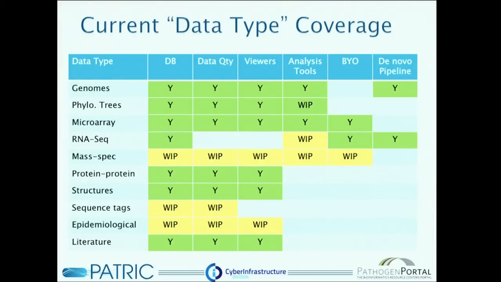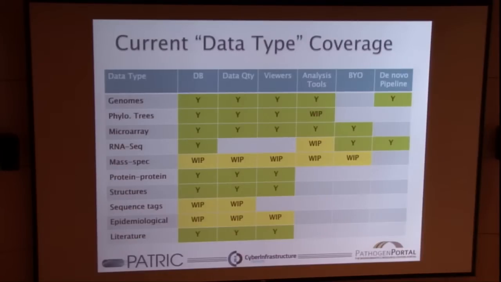This is one way to slice and dice the resource. There are a number of different data types, if you want to call them that. They're not always clearly the same thing, and they're not always that well defined. Here's a grid of how we think about it. Do we have a backend for this data type? Is there enough data quantity to do anything useful? For a while in many of these areas, there just wasn't. Do we have viewers? Do we have analysis tools? Have we implemented the bring your own data, the My Data Space? And have we built de novo pipelines for reanalysis and integration?